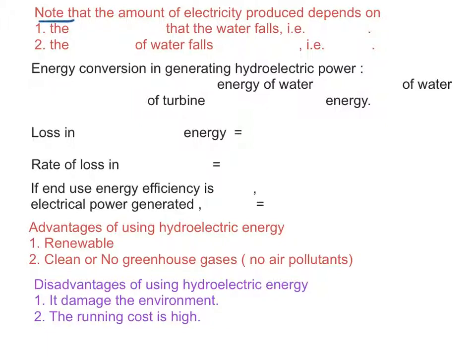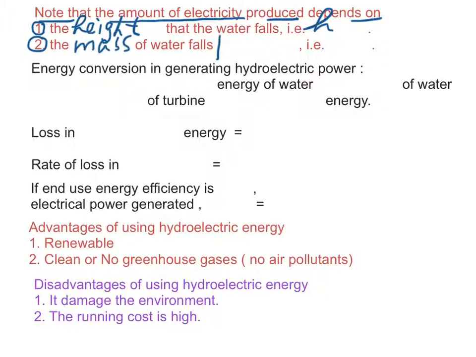Note that the amount of electricity produced depends on two factors. First, the height that the water falls, that is h. Second, the mass of water flowing per second, that is m/t.